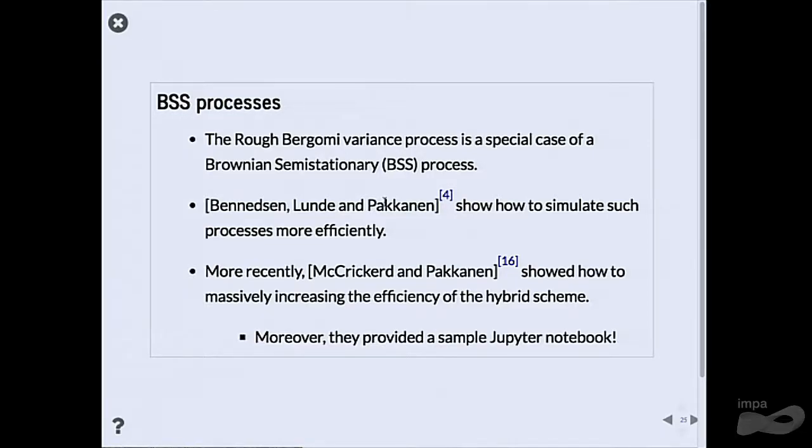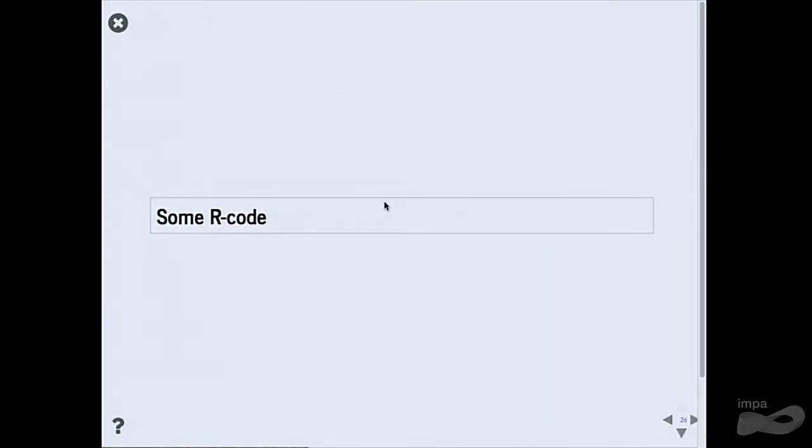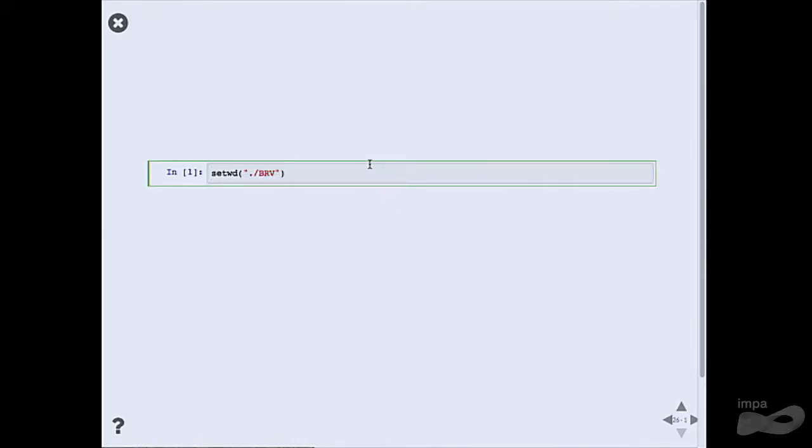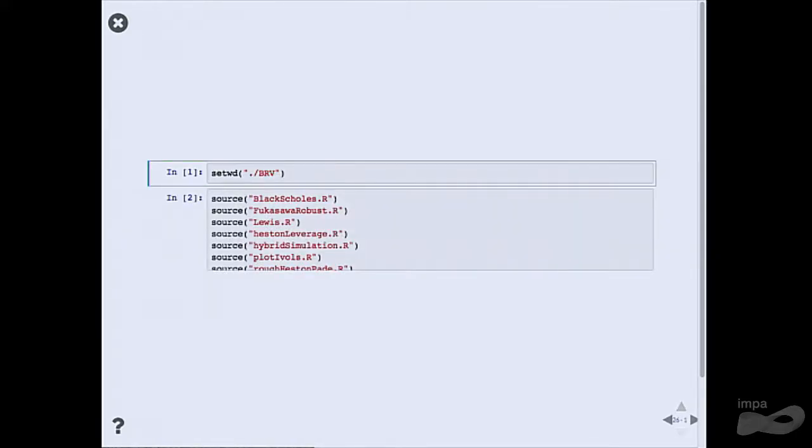So I don't know where the professor was talking to me about using RStudio for everything, but it seems that Jupyter is not only popular with me, but with them. Okay, so here's some R code. We're gonna take a risk and see if we can run this code here.